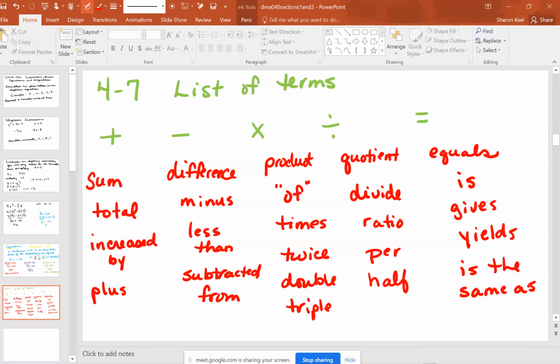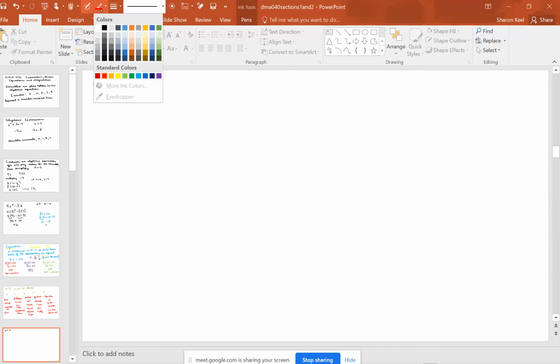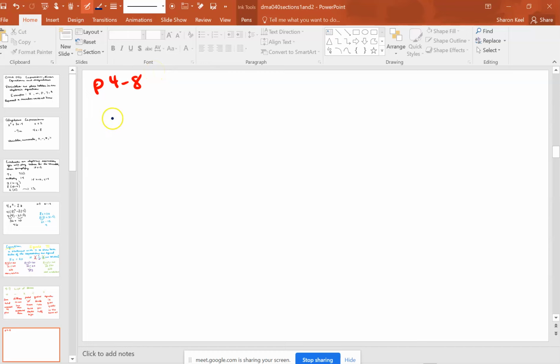So what we're going to do, and I'm going to look at what's in your workbook so you have something to go by. On page 4-8, you have several statements here, and you're being asked to write these as an algebraic expression using x as the variable. So if I were doing the first one, it says twice a number. Twice a number we would represent as just 2x.